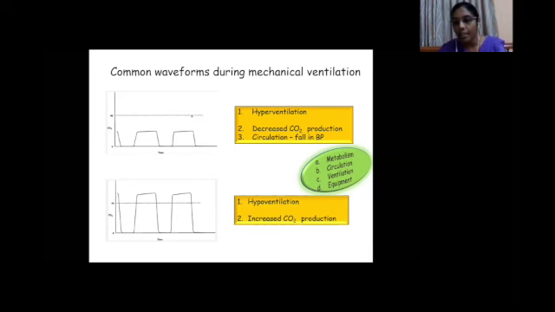Is there an increased carbon dioxide production? Is there hyperthermia? And all other causes of increased carbon dioxide production like sepsis or shivering, all these causes we have to look into.